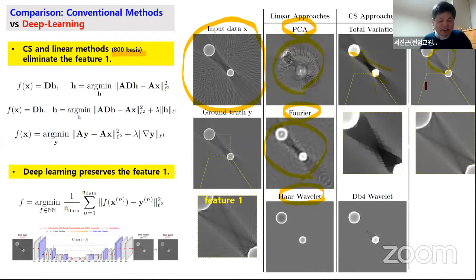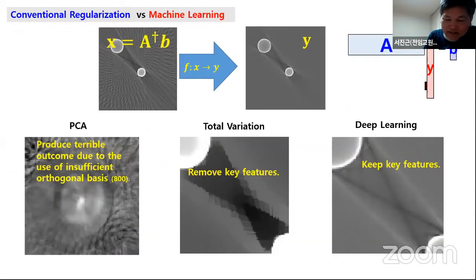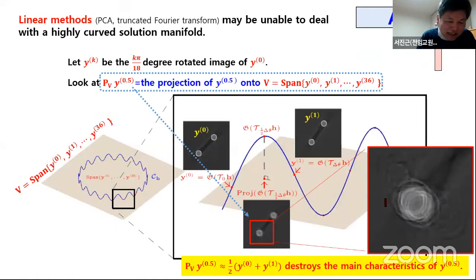I will explain the reason. The reason is that PCA produced a terrible outcome due to the use of an insufficient orthogonal basis, just 800. And total variation removes the key feature here, but deep learning preserved this key feature very well. Okay, why is that? I will explain that.